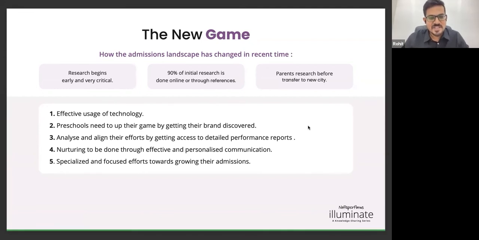The fifth point is specialize and focus efforts towards growing the admissions. Yes, effort. That's the tried and tested old method, specialized and focused efforts. Hard work, consistent, specialized efforts on that. You need to hire the right people to do the right job. If you want to get some admin work done, you need to have resources for doing that work, rather than channeling that person to do your admissions work and then the same person to do your digital marketing. You will not have a specialized and focused approach towards your admissions game.